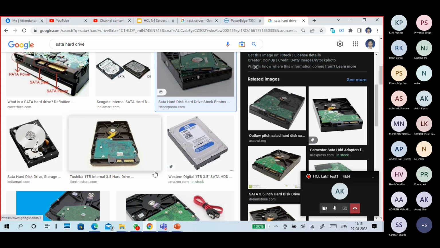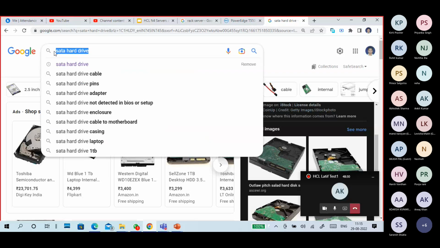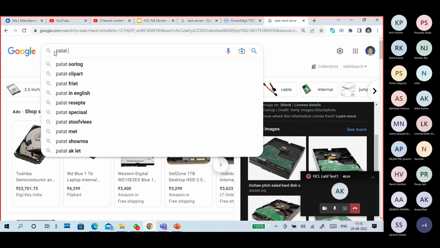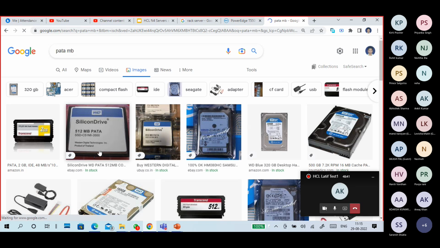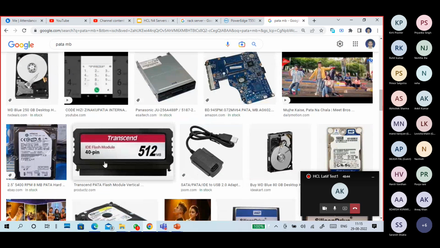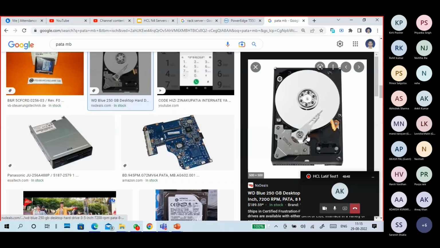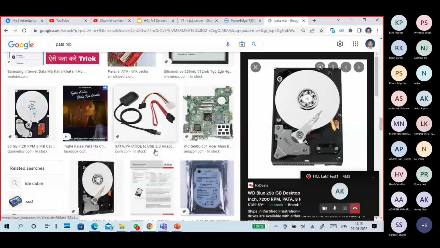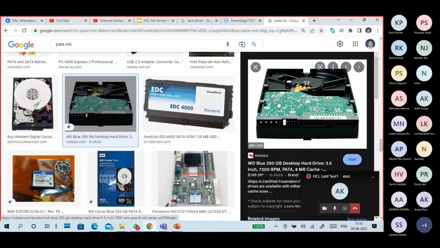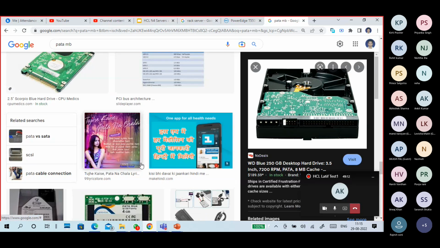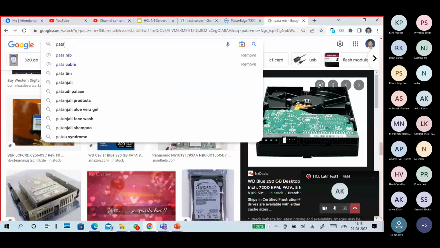So how is PATA connected? PATA is a holder, PATA IDE, PATA to motherboard connection. This is a hard disk, generally the internal part of a hard disk. Internally a regular hard disk is like this. This is the logic board, and here you can see the pins. This is PATA, Parallel Advanced Technology Attachment. How is the PATA cable connected?